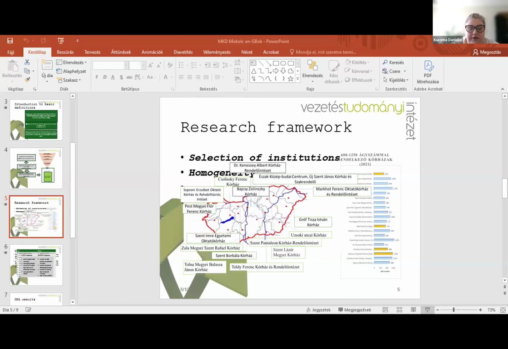And after, I could choose one methodology or model, and I chose one methodology, and this was data envelopment analysis.